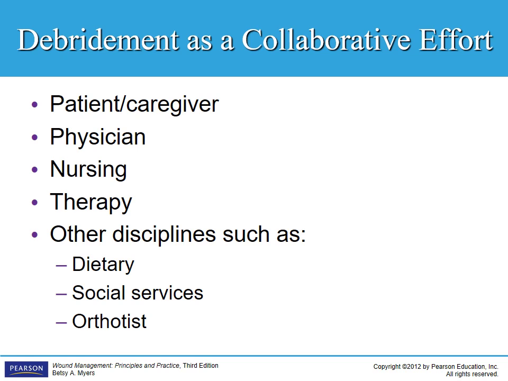Dietary, social services, and orthotists are often involved because, again, you need to make sure their nutrition is where it needs to be. You need to make sure that they're getting the services they need to get, so that if you're doing debridement of a person who's in a facility, they're getting what they need to get. And if there's a situation where an orthotist is needed, they also become a part of that team with the debridement.